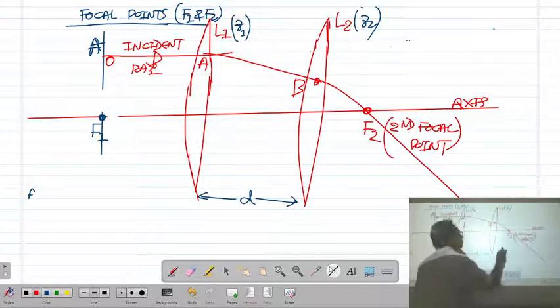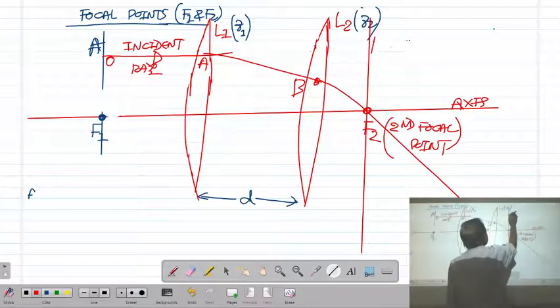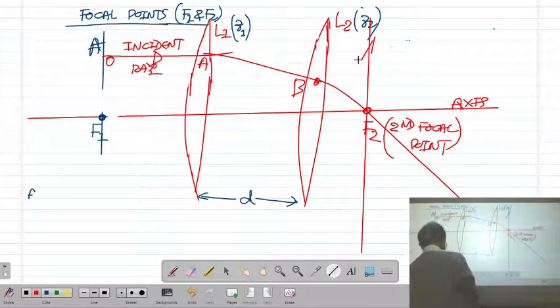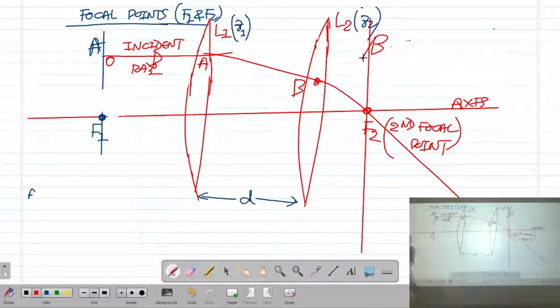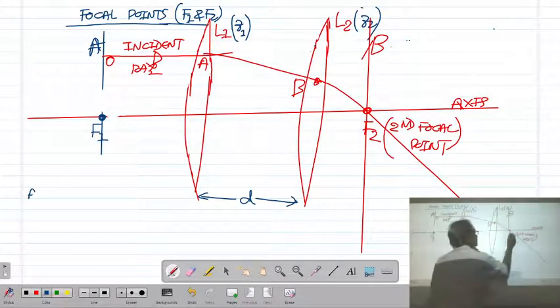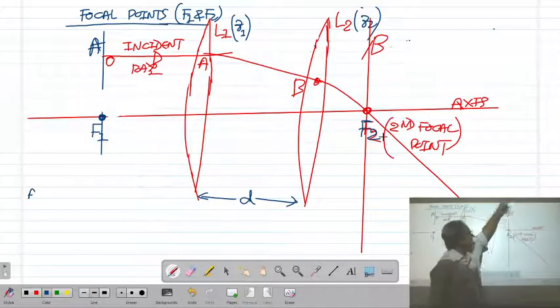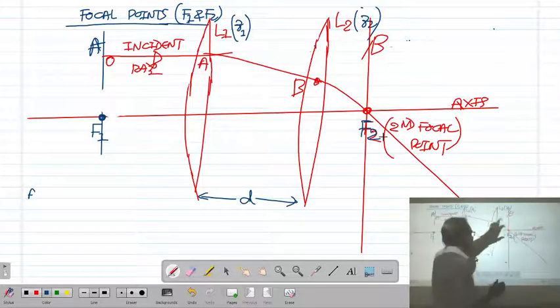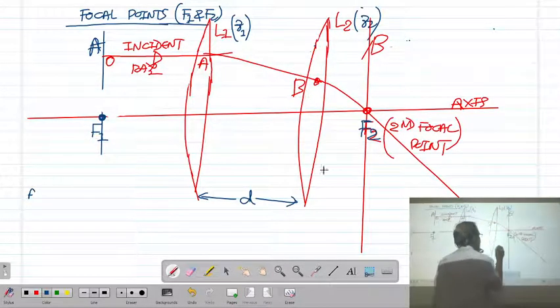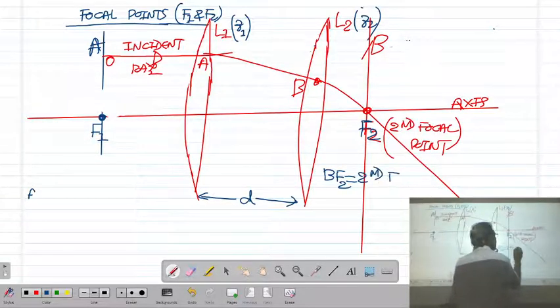And the plane passing through the point F2 and perpendicular to the axis, DF2, is called the second focal plane. So F2 is the second focal point and DF2 is called the second focal plane.